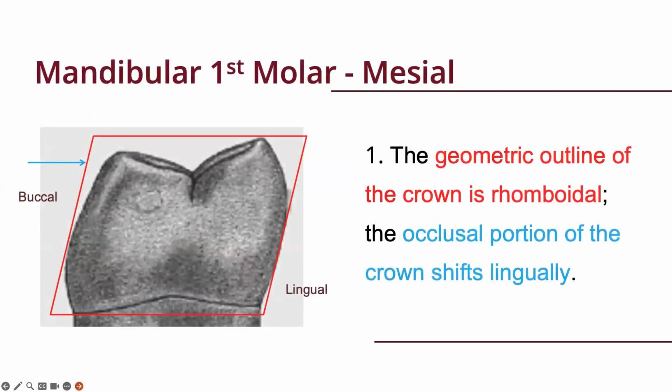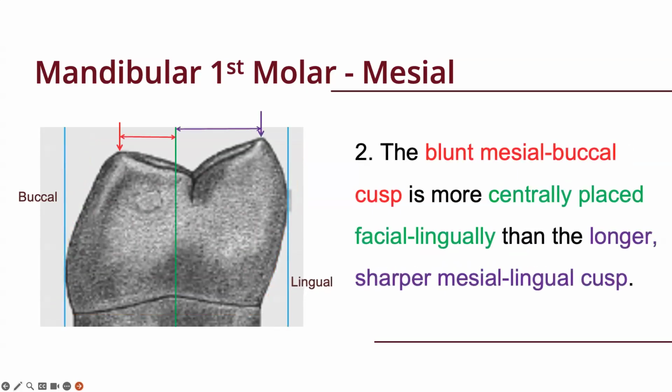Now, looking at the mandibular first molar from the mesial aspect, the geometric outline of the crown is rhomboidal, with the occlusal portion of the crown shifting lingually. The blunt mesial buccal cusp is more centrally placed facial lingually than the longer and sharper mesial lingual cusp. So if this green line is the center of the tooth facial lingually, you can see that the mesial buccal cusp is closer to it than the mesial lingual cusp.